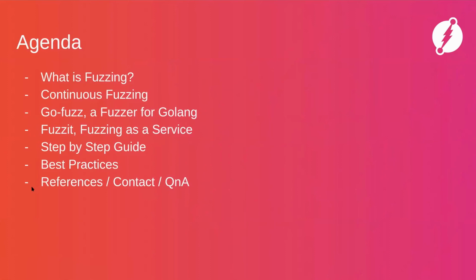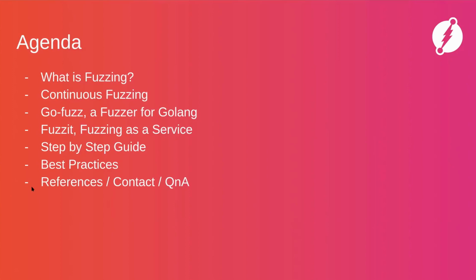So my agenda for today is to go over what is fuzzing and some of the terminology that is used in fuzzing. I will then talk about continuous fuzzing and its benefits, and then move on to talk about two tools. One of them is Gophers. It's a fuzzer for the Go programming language, and the other one is Fuzzit. It's a SaaS platform which allows you to do fuzzing as a service.